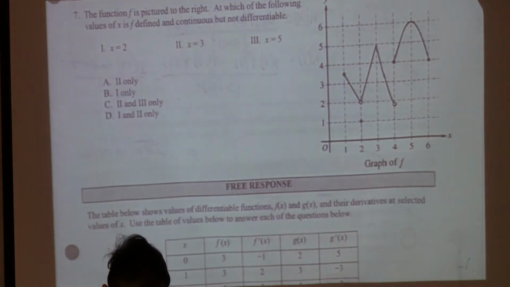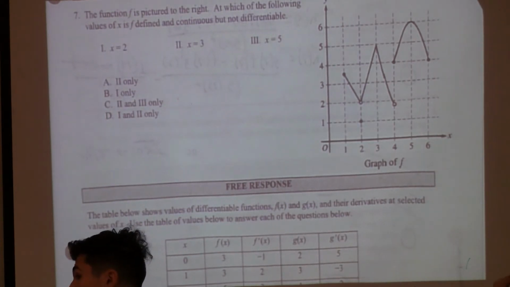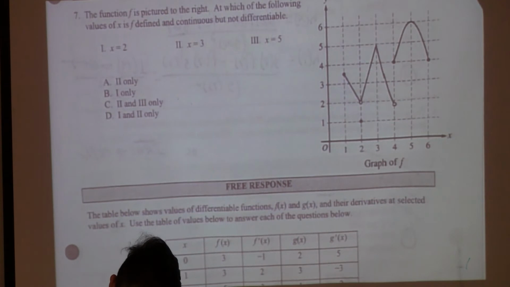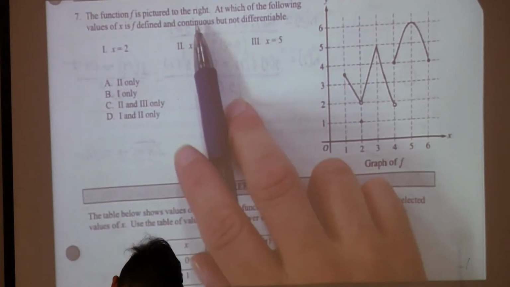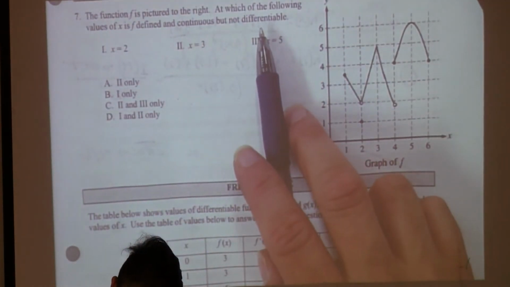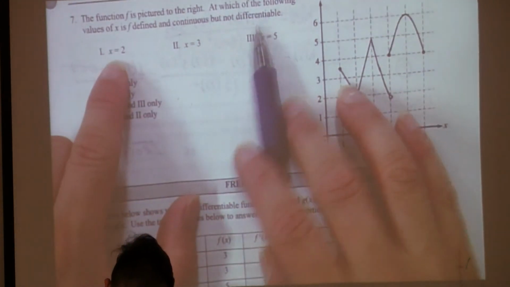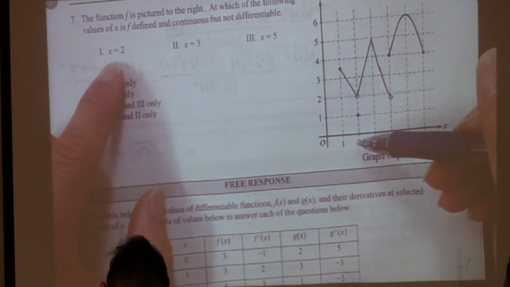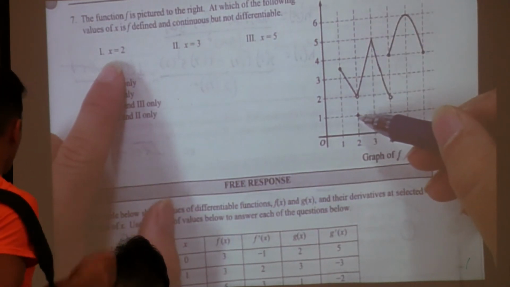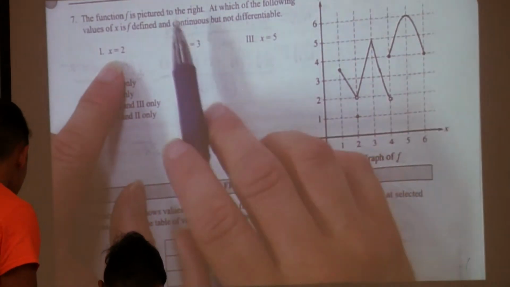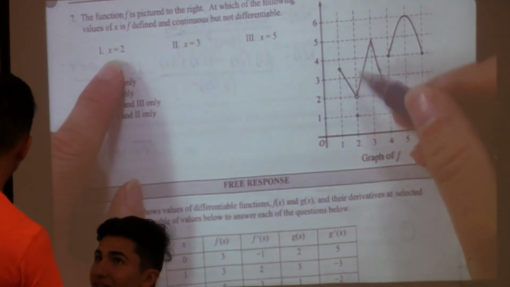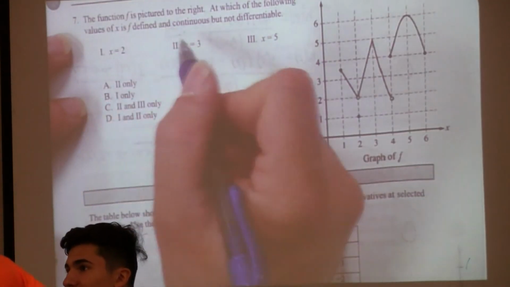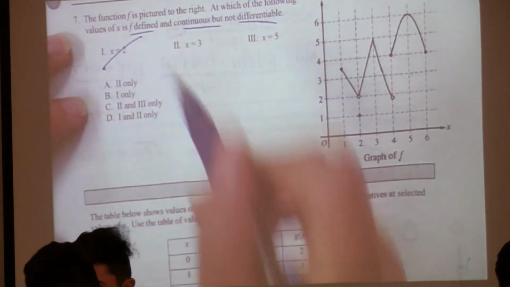Alright, number 7. The function f is pictured to the right, and which of the following values of x is f defined and continuous but not differentiable? Okay, so it has to be defined and it has to be continuous, but it's not differentiable. So here we go, let's check all three things at 2. So at 2, is it defined? Can I go to 2 and touch the graph somewhere? I can touch it right here at the solid dot, right? Is it continuous? No. Okay, not continuous. So does it fail one of the three things? Yes. Alright, so that one's out.